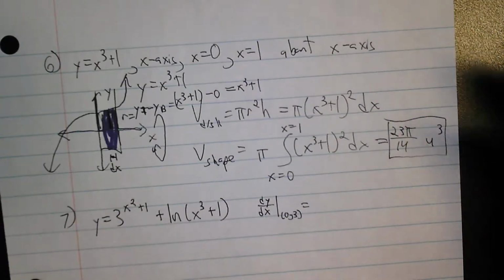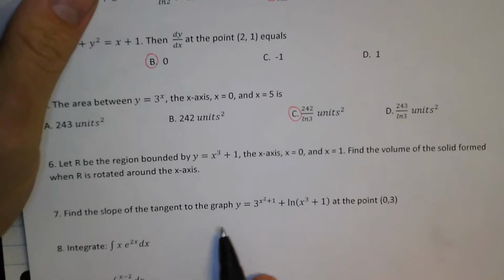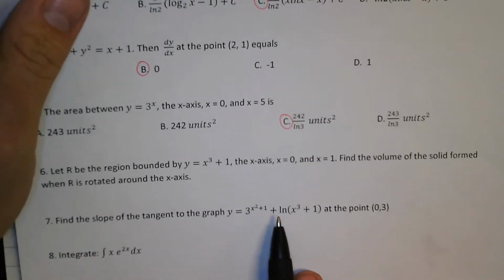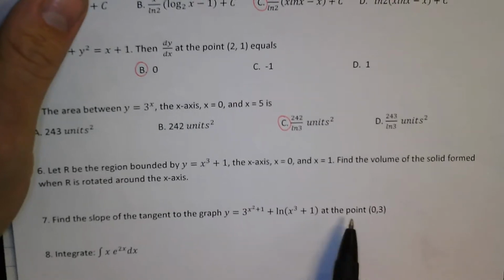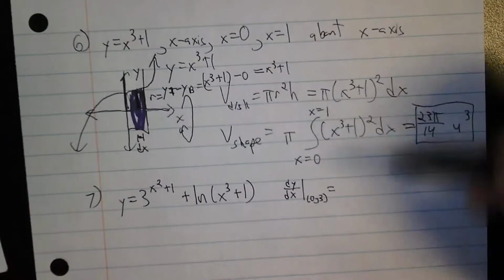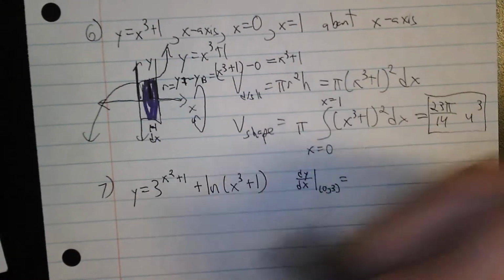Number 7 says, find the slope of the tangent to the graph of y equals 3 to the x squared plus 1 plus natural log of x cubed plus 1 at the point (0, 3). All right, so they're asking you to eventually get the slope of the tangent line. It's the derivative, right? dy/dx at (0, 3).